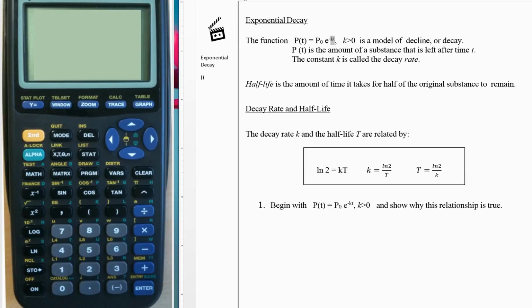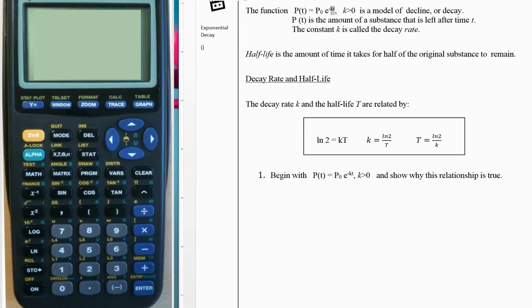And just like we saw for growth, the decay rate and the half-life are related. We have these formulas. They look very similar, same thing. And it doesn't depend on how much you started with. So here, if we start with P0, we want to know, well, how long does it take to get to 1/2 P0?